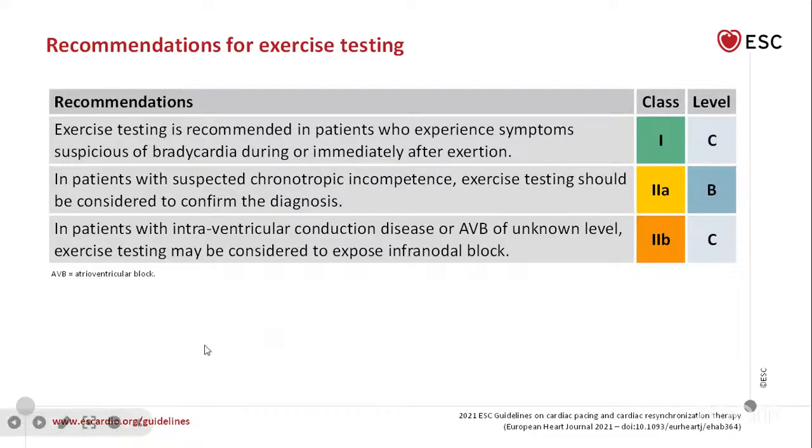And for those with chronotropic incompetence, like we said, you need to do an exercise test in them. They need to do a stress test, because that is the only way you can identify whether a patient has chronotropic incompetence or not. So we need to put them on the treadmill, attach an ECG, monitor their blood pressure, monitor their heart rate, and see what goes on.